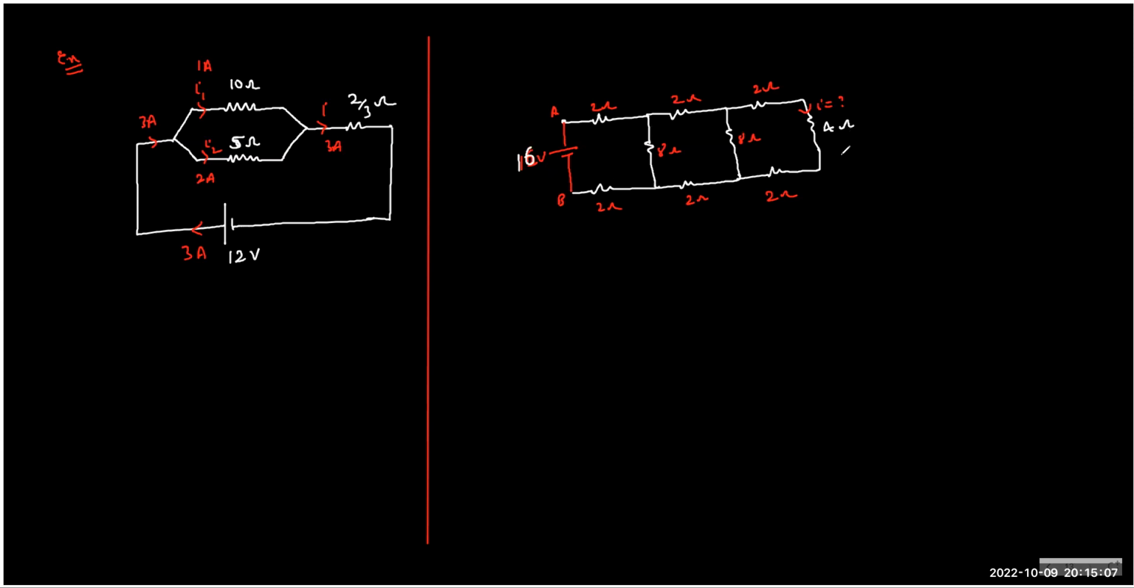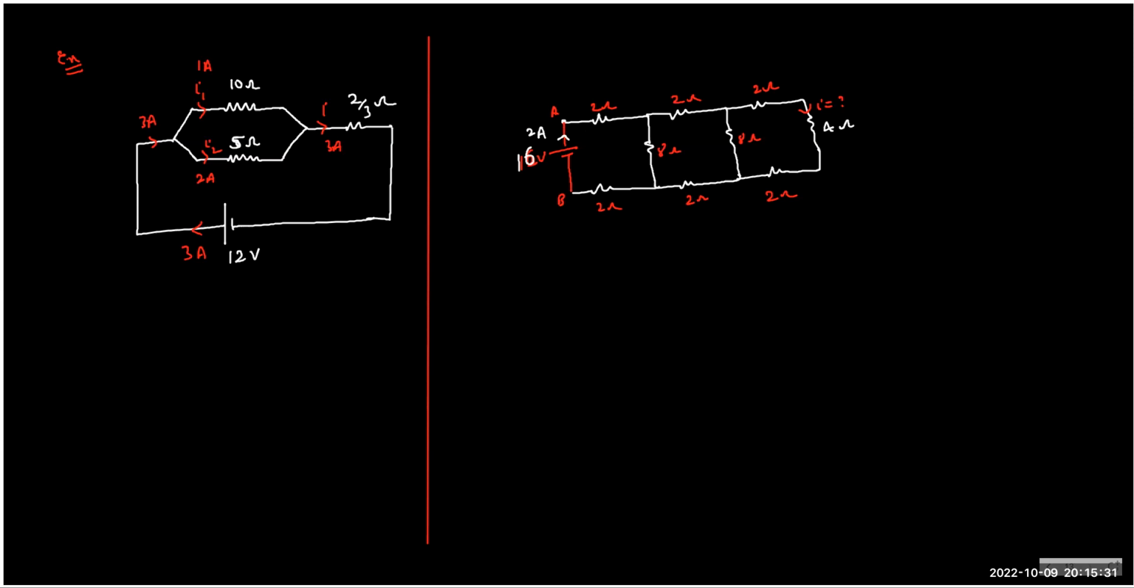So the 2, 4, 2 is 8. This is 8. This 8 is in parallel with this 8, so we can reduce it to 4. Again that 4 and that 2 will become 8, and 8 in parallel again gives 4. This 4 and this 4 make it 8 totally. So the current through this will be how much? 16 by 8, which is 2 ampere.